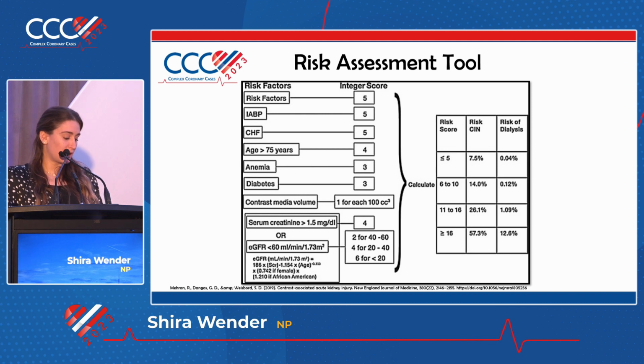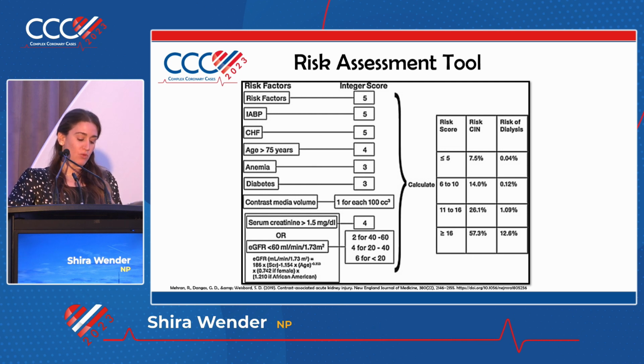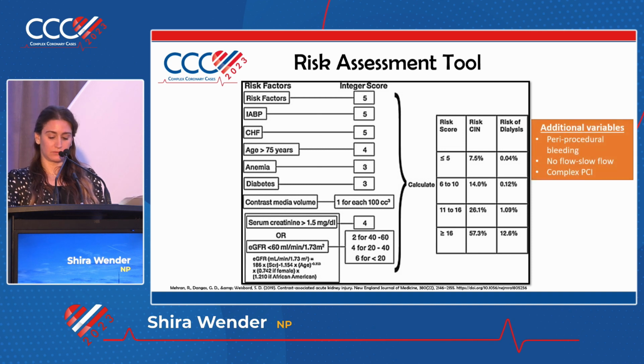Model 1 included only pre-procedural variables in 2004, but a more recent paper in 2021 updated the model to include procedural variables, which include bleeding, no flow or slow flow post-procedure, complex PCI anatomy, which were all identified as significant independent predictors of contrast-associated acute kidney injury. Those are the additional variables.